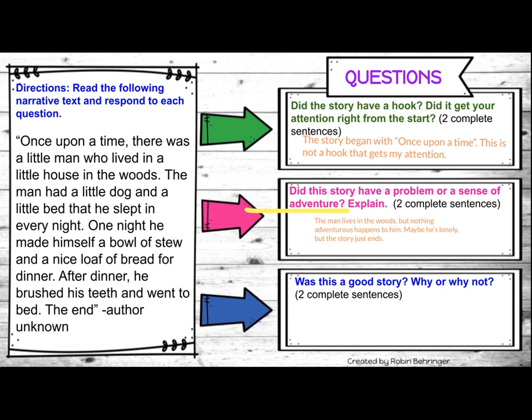So you come up with a response there. I just said he lives in the woods, but nothing adventurous happens to him. Maybe he's lonely, but the story just ends. So we really don't know what's going on here, if it's adventurous. Was it a good story? Why or why not? I would say not a good story. Come up with a couple of reasons why. It was just like, there he is, he has dinner, he goes to bed. So you go ahead and fill in a response there, and then you are done for today.